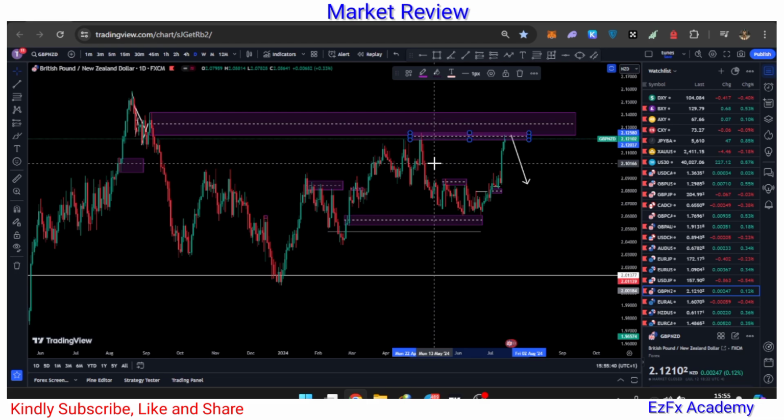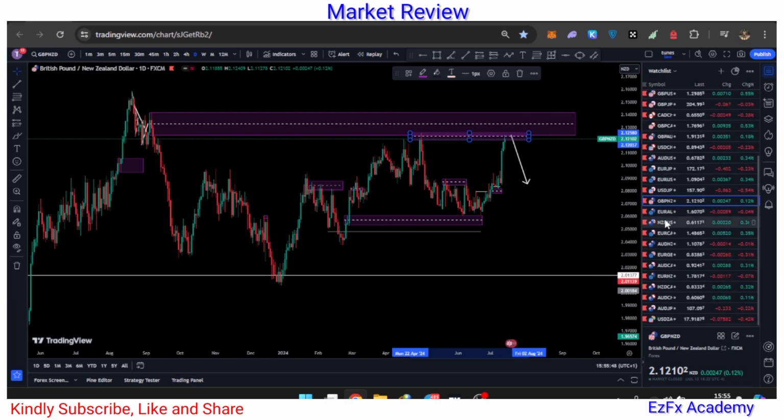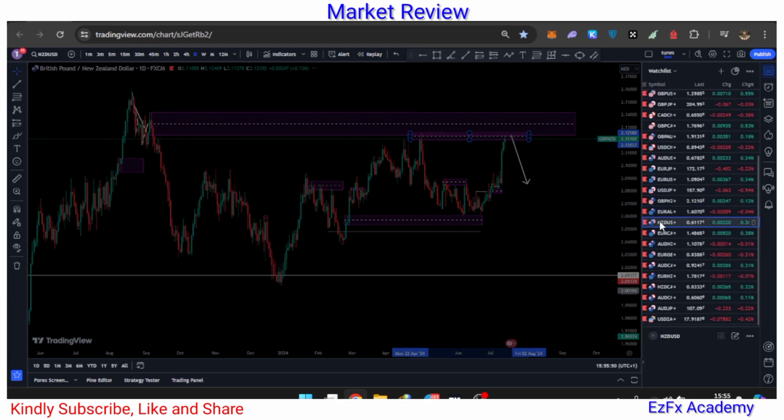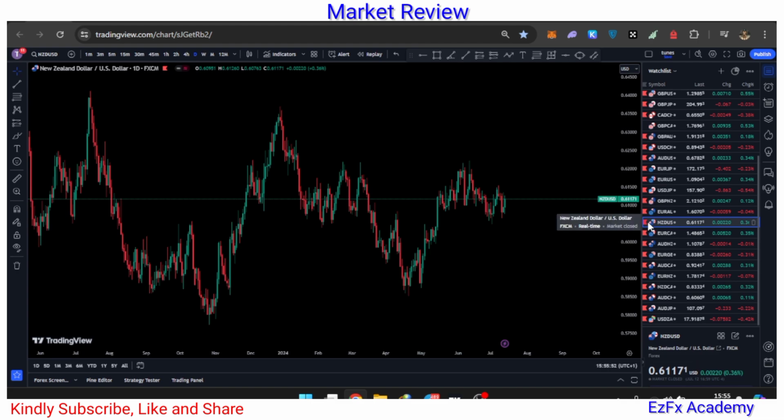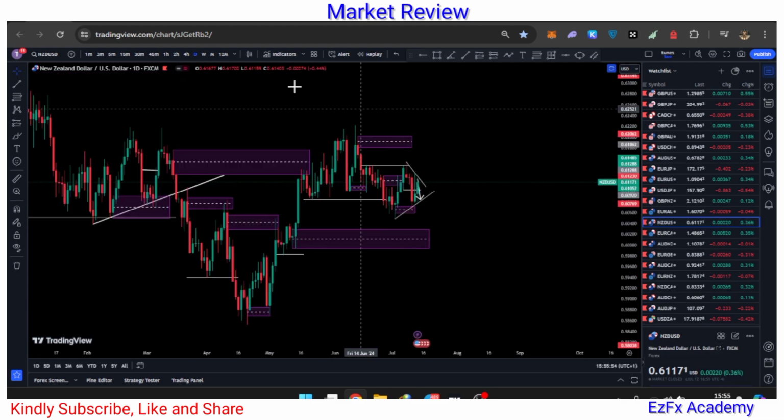So I want to watch out for the possibility of us having strong sells during the course of the week on GBP NZD. I hope that is clear also. Quickly, let's look at NZD USD. After this, we'll just have two more commodities and we can call it a session.